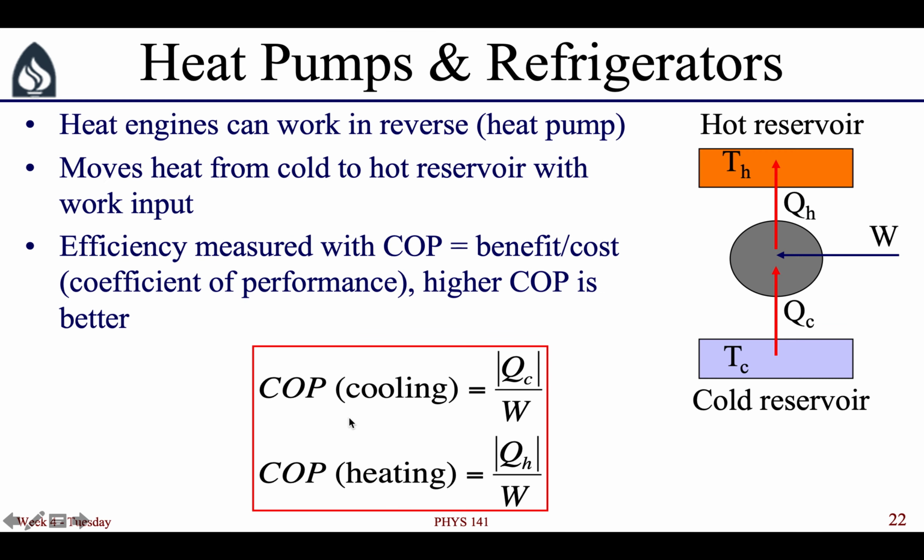Other important heat devices are heat pumps and refrigerators. And these are devices that are basically heat engines that can work in reverse. So heat engines follow the natural flow of heat from hot to cold, and heat pumps and refrigerators use an input of work to make heat flow the wrong way from cold to hot. So heat pumps and refrigerators take some amount of heat out of a cold reservoir with some input of work, and then that combined energy gets dumped into a hot reservoir.